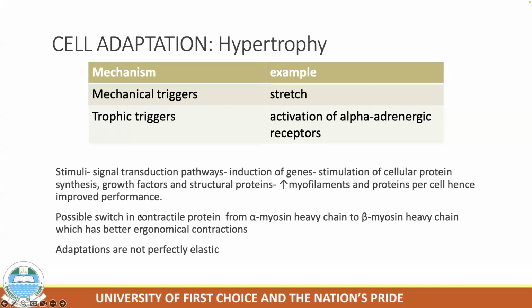Now, there can be a possible switch as well in the contractile protein that is present within the cells, right? From the alpha myosin heavy chain to a beta myosin heavy chain, which has better ergonomical contractions, right? So both the increase in the amount of protein within the cell and the type of protein lead to that improved performance that is seen.